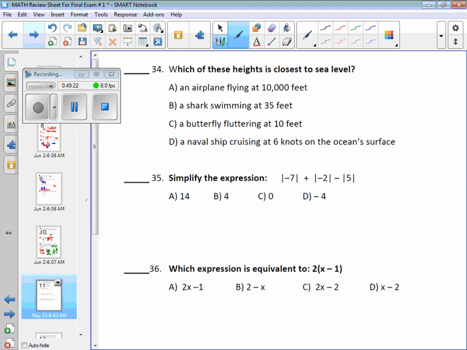Okay, 34 threw some kids for a little bit of confusion, and I can see why. A student brought up the idea that a naval ship cruising on the ocean surface can be construed as being slightly above sea level, depending on where you are in the ship. I don't know if you see that or not. I don't want to make something that should be easy more complicated.